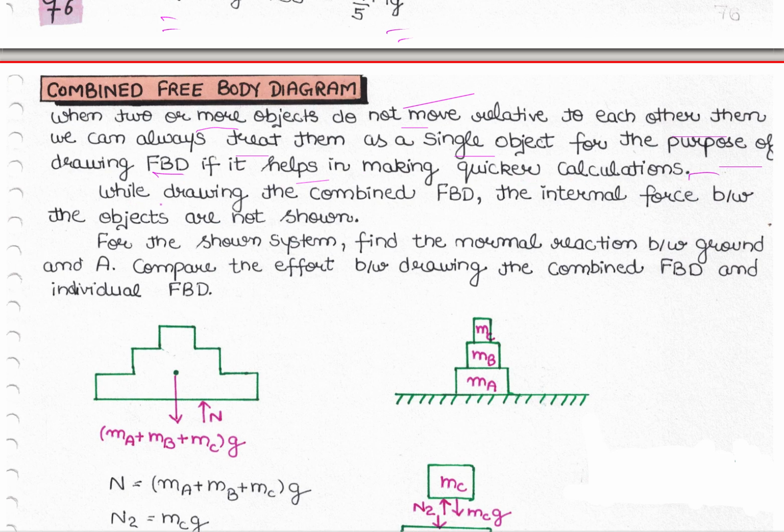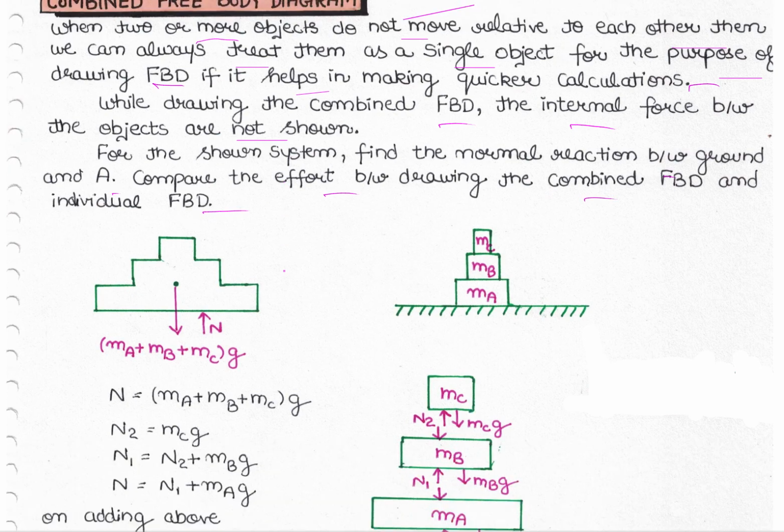While drawing the combined free body diagram, the internal forces between the objects are not shown. For the shown system, find the normal reaction between the ground and A. Compare the effort between drawing the combined free body diagram and the individual free body diagram.